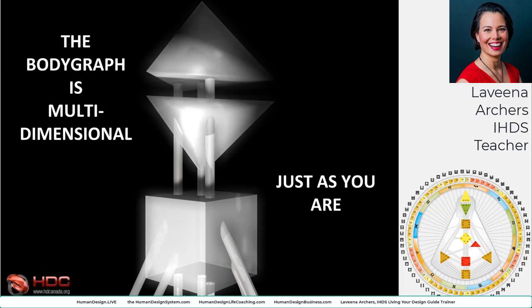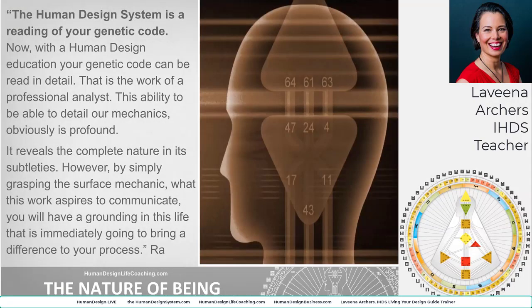So to understand and comprehend the recognition of the truth of you, all you have to do is touch in with the intelligence of the form. The intelligence of the form is where your nature of being resides. Now, the human design system is a reading of your genetic code. With a human design education, your genetic code can be read in detail.